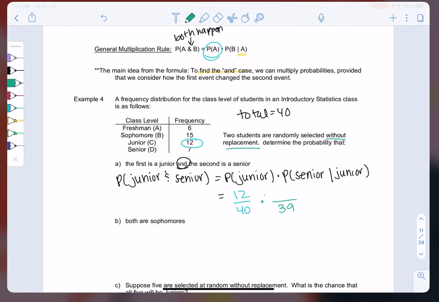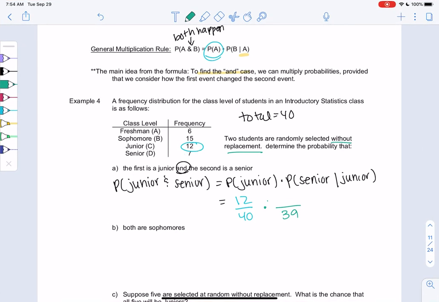And then how many seniors are there? There's 7. And then we can just go ahead and multiply those. So do 12 over 40 times 7 over 39, and I get 0.0538. So let's try this again. So do not overuse this formula, but just the concept of it.